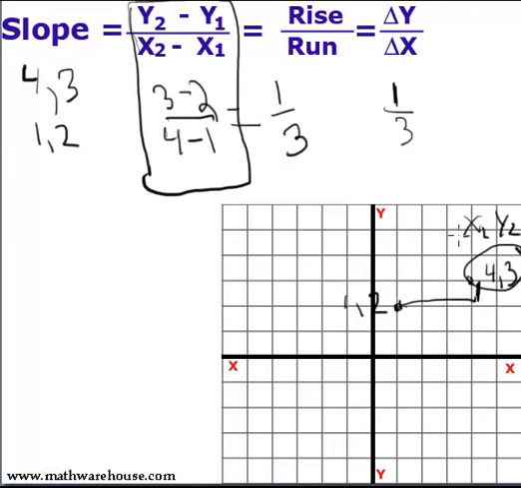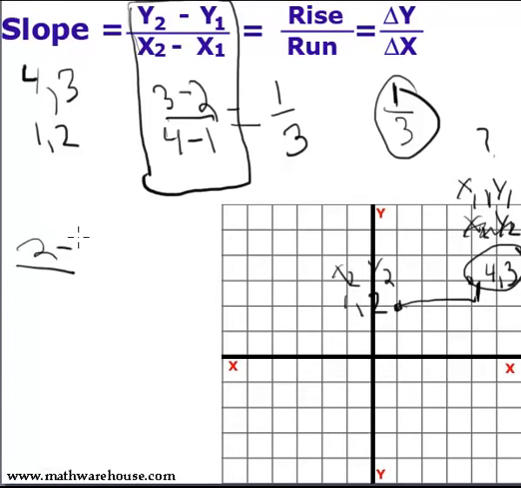So, the next question is, what if we decide to call this our x1 and our y1? Will we get the same slope of 1/3? Well, let's find out. That's going to make this x2 and this y2. So here we're going to have 2 minus 3 over 1 minus 4, which becomes negative 1 over negative 3. And if you remember, a negative over negative becomes a positive, or 1/3.